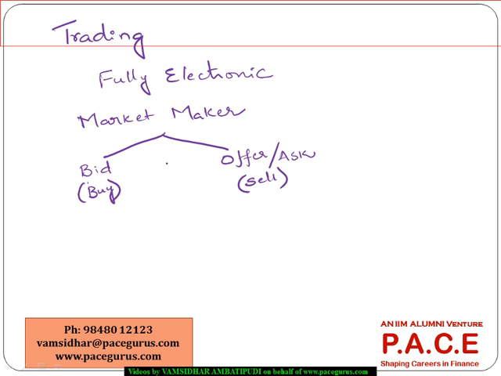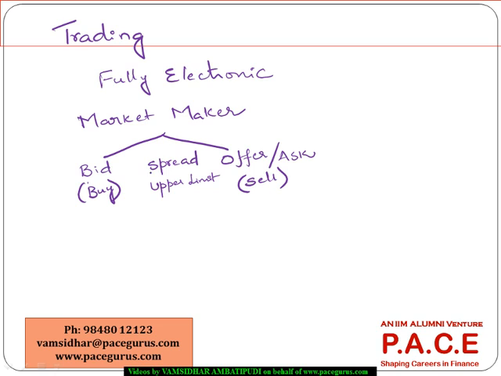So whatever is the difference between the bid and offer is what we call the spread, and sometimes even the exchange specifies some kind of upper limit with respect to the spread that can be offered. The exchange can very well specify the upper limit.